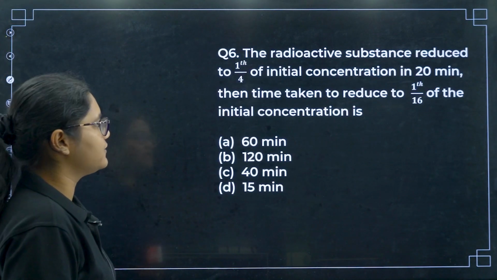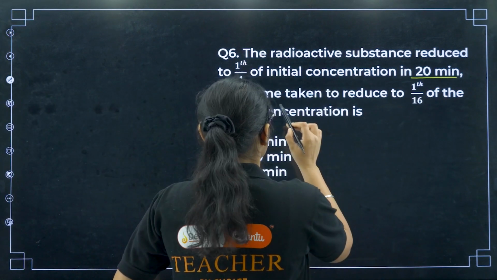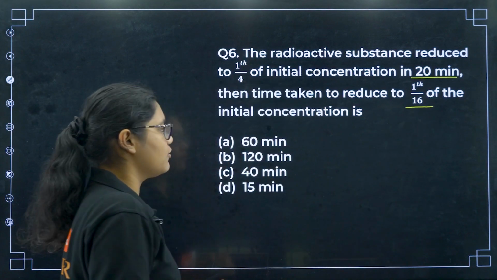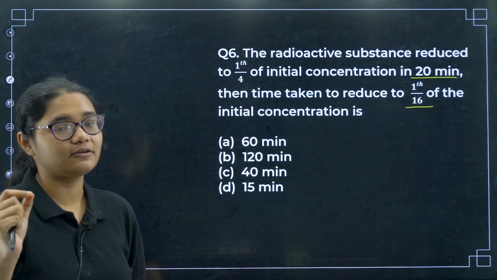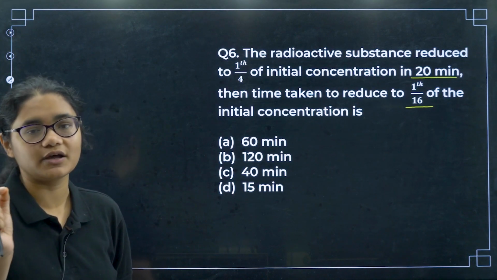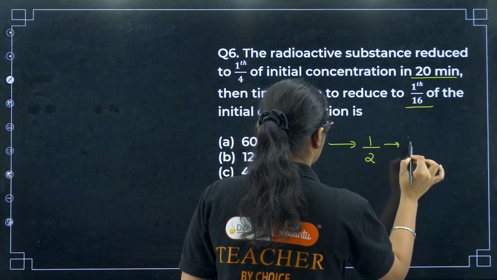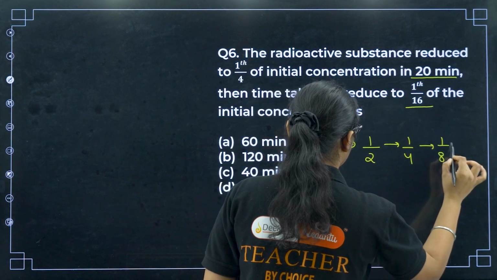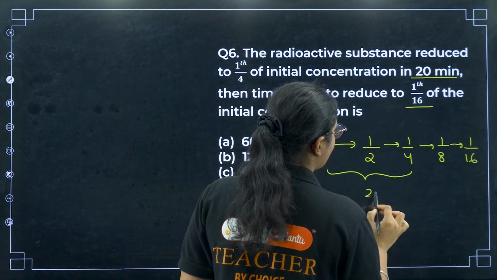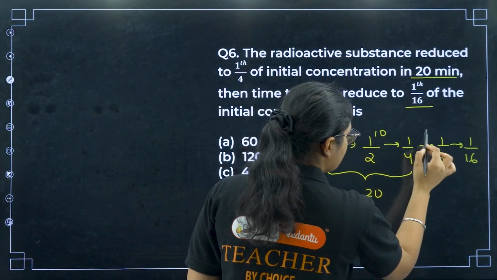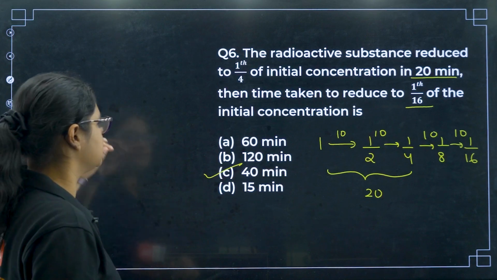Next, the radioactive substance reduced to 1/4 of its initial concentration in 20 minutes. Then the time taken to reduce to 1/16 of the initial concentration. So it is radioactive decay, which means it is a first order reaction, and we know that in a first order reaction the half-life is independent of the initial concentration. Suppose I started from 1, then it will become 1/2, then 1/4, then 1/8, and then 1/16. Half is decreasing. Now from here to here it took 20 minutes, that means this is 10, this is 10, this one will be 10, this one will be 10. So total time taken will be 40 minutes, option number C here.